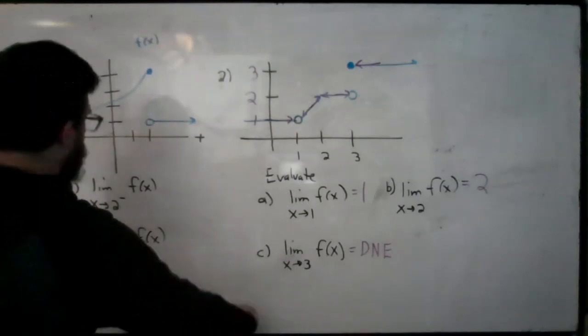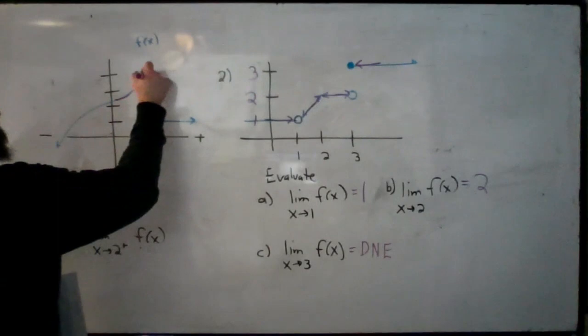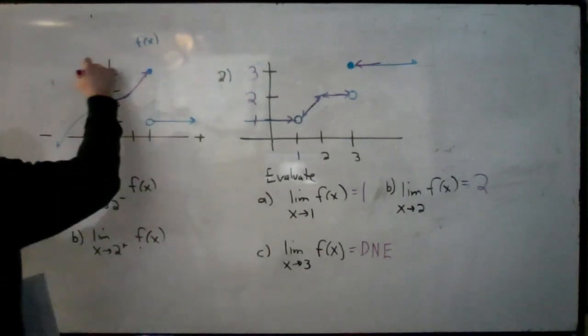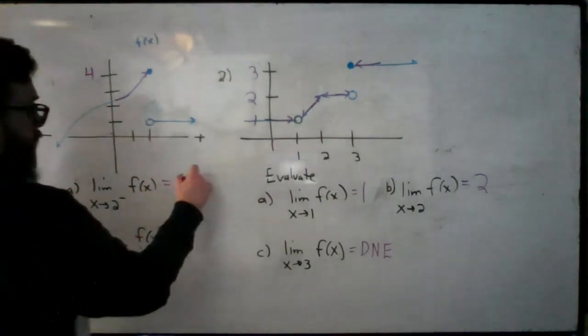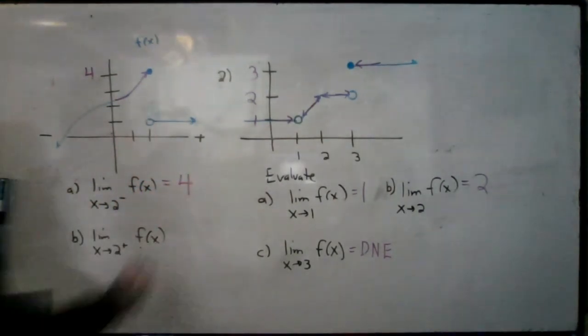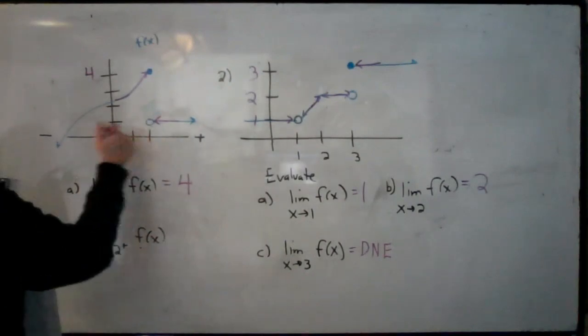So as I approach 2 from the negative side, we can see that the y values are getting close to 4. So as I'm approaching from the negative side, its y values are getting close to 4. And if I approach this from the positive side, so from this direction, we can see that its y values are getting close to 1.